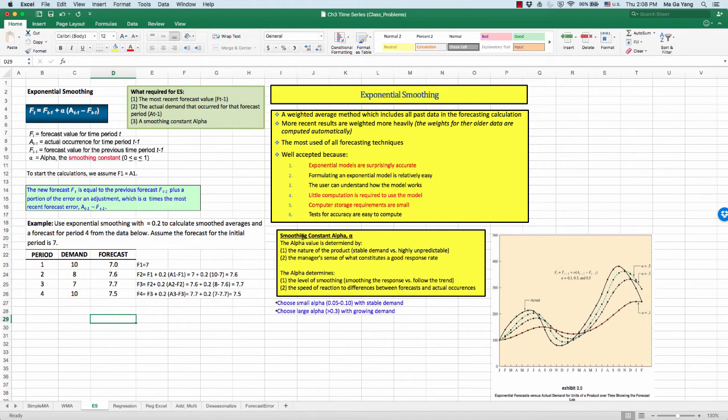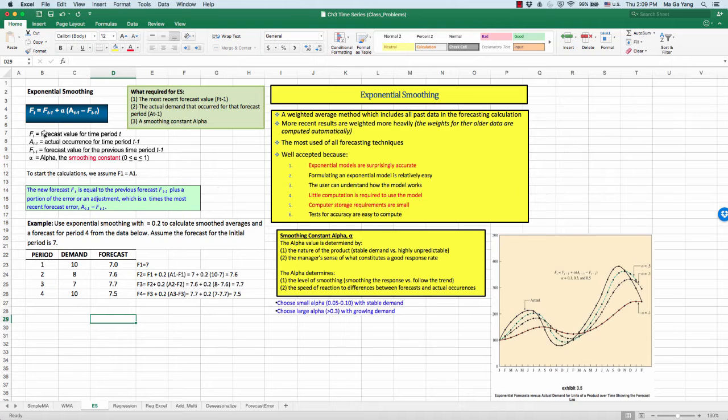And when you choose the smoothing constant alpha, by the way, alpha is determined by the nature of the product and the top managers' prior experience. And this alpha determines the level of smoothing, whether it follows the trend or smooths the response, and the speed of reaction to the difference between the forecast value and the actual value.